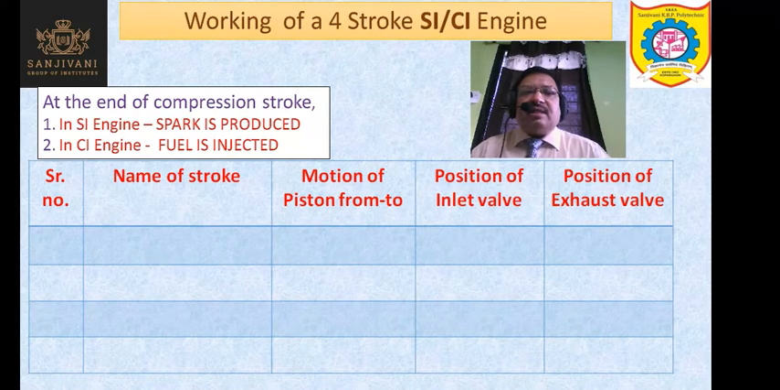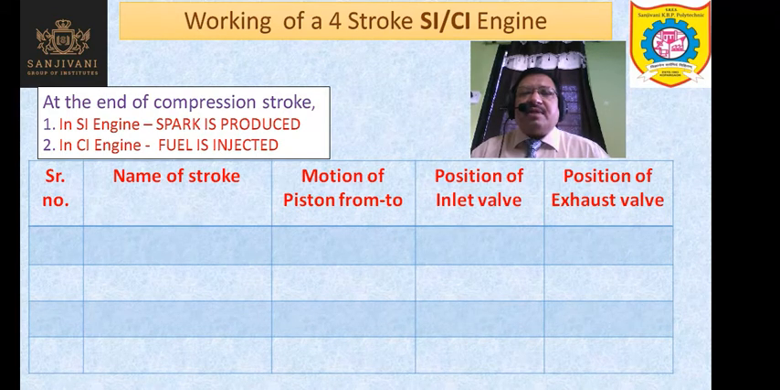So in SI engine, at the end of compression stroke, spark is produced, and in CI engine, fuel is injected at the end of compression stroke. That is the main important difference. So we are going to study this difference between SI engine and CI engine also.